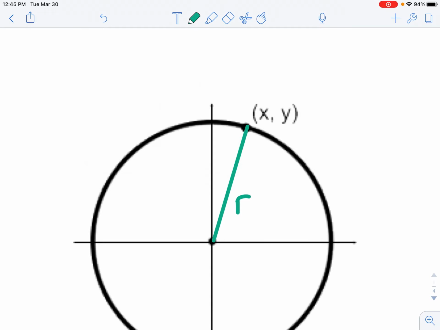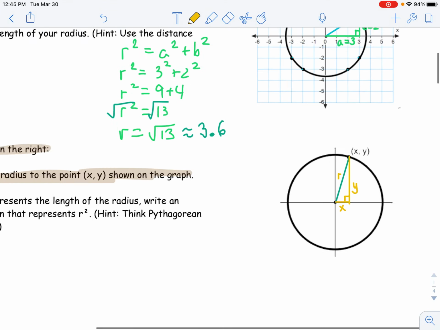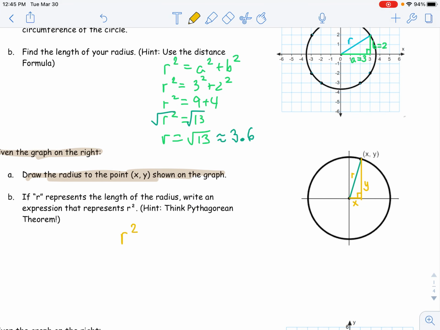So we already did this just above, but we made a right triangle. This distance is X, this distance is Y. And we'll call that R, the radius. So instead of saying R squared equals A squared plus B squared, we're going to say R squared equals X squared plus Y squared.